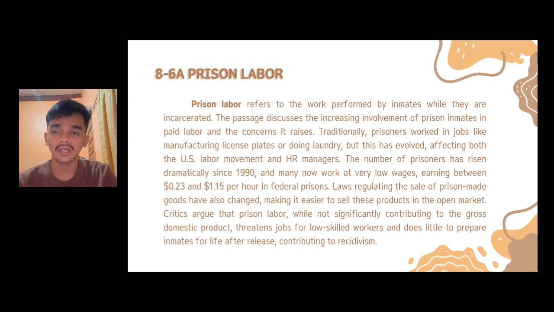Additionally, laws governing inmate labor have changed, making it easier to sell inmate-produced goods on the open market. Low-cost goods can compete with minimum wage workers, potentially threatening low-paid, unskilled jobs. Critics argue prison labor affects high school dropouts' employment opportunities and wages, and does not prepare inmates for outside jobs post-release.